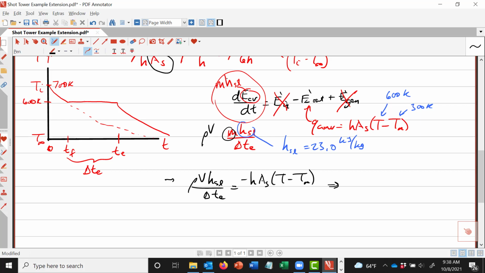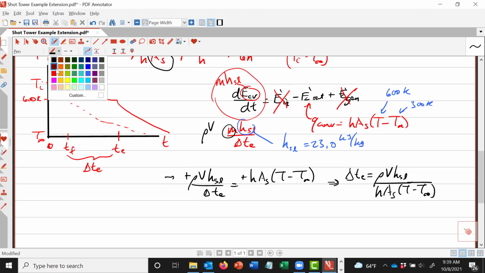Now, again, going back up to here, h_SL is the amount of energy you have to put into the system to get it to go from liquid to vapor, liquid to solid. Sorry, from solid to liquid. But here we have the opposite going on. So I would say the more appropriate thing to do is put the minus sign here too, to account for the fact that the energy inside the control volume is going down if h_SL is a positive number. So this way the two minus signs cancel out, and we can write that delta t_e is going to be rho V h sub SL over h A_S (T minus T infinity).